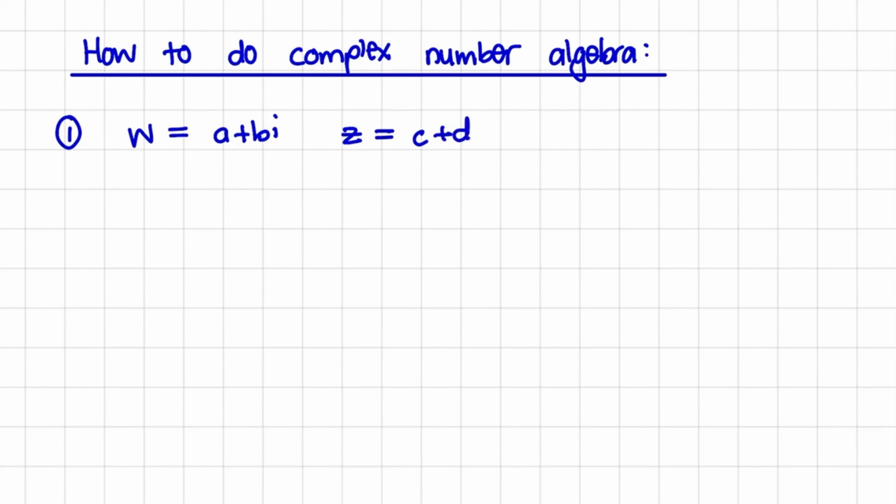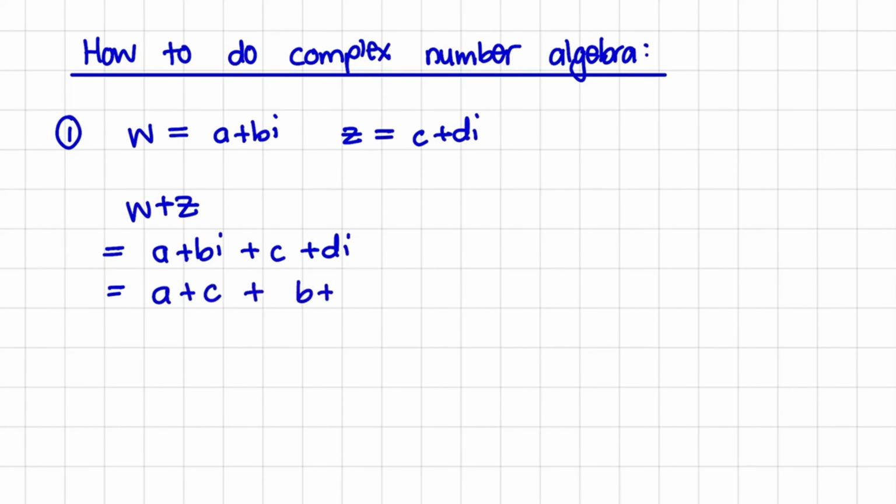c plus di. If we say W plus Z, that is equal to saying a plus bi plus c plus di. And I can add like terms together. So it'll be (a plus c) plus (b plus d)i.